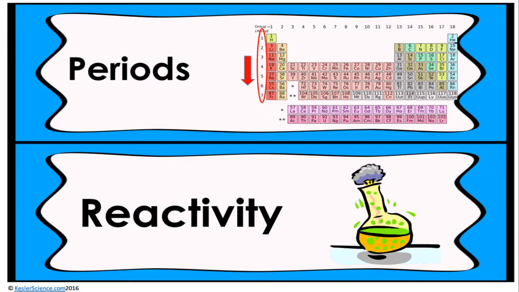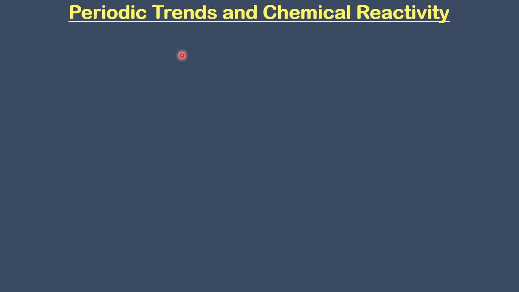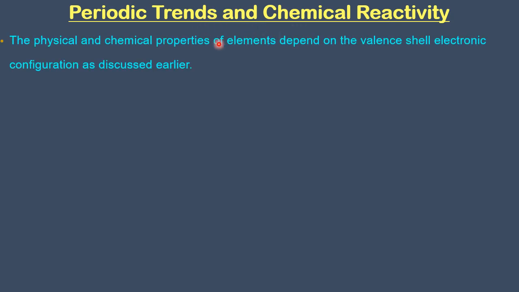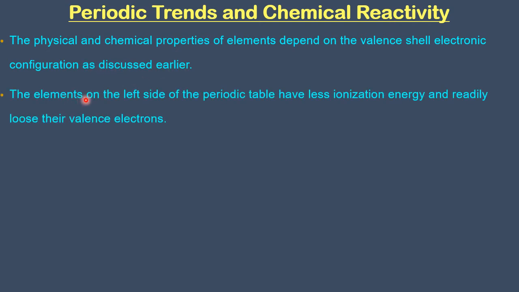Now we'll go to the chemical reactivity, periodic trends and chemical reactivity. The physical and the chemical properties of elements depend on the valence shell electronic configuration as discussed earlier. The elements on the left side of the periodic table have less ionization energy and readily lose their valence electron. That is the left side.